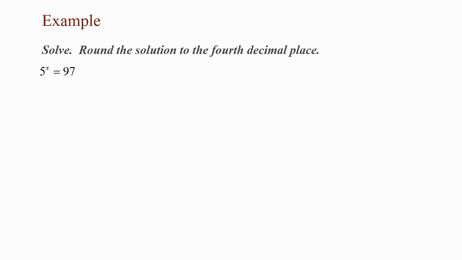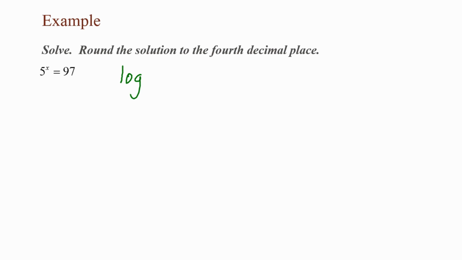In this example, we want to solve, and round the solution to the 4th decimal place. 5 to the x power equals 97. Based on the logarithmic property of equality, I can take the log of both sides and it still remains equivalent. Because I want to be able to calculate this, I'm going to use log base 10.